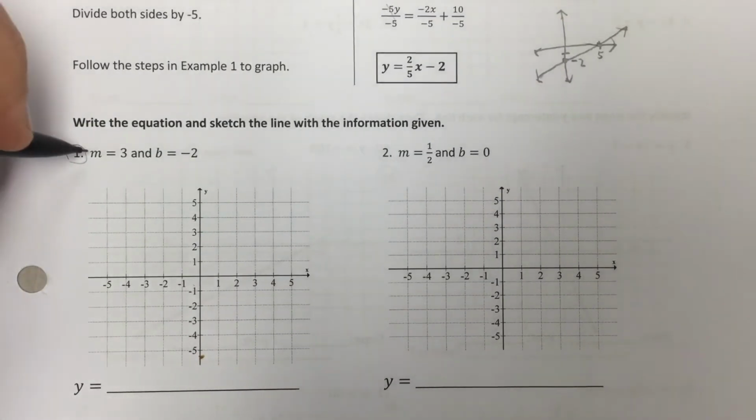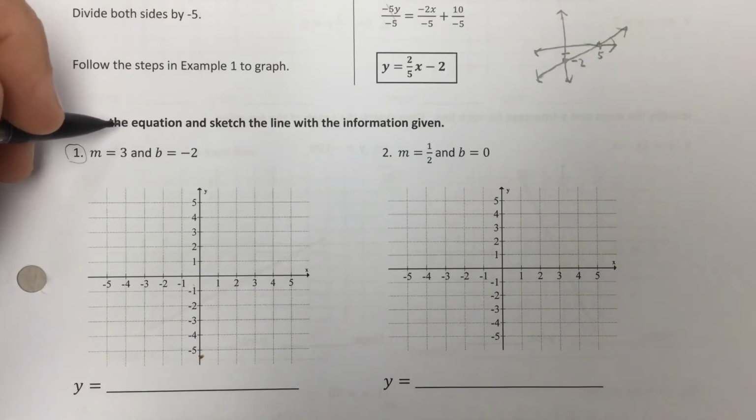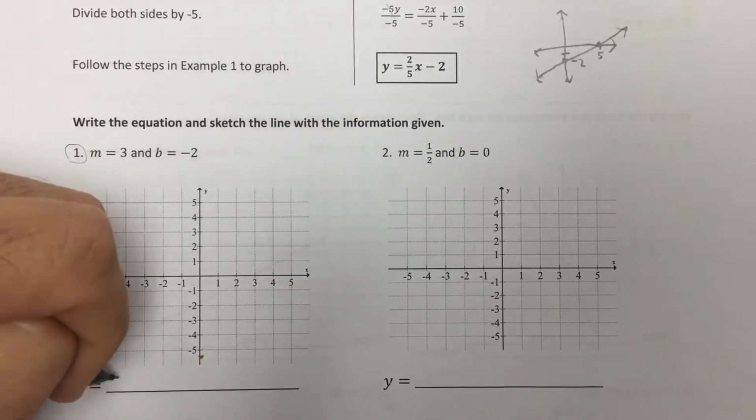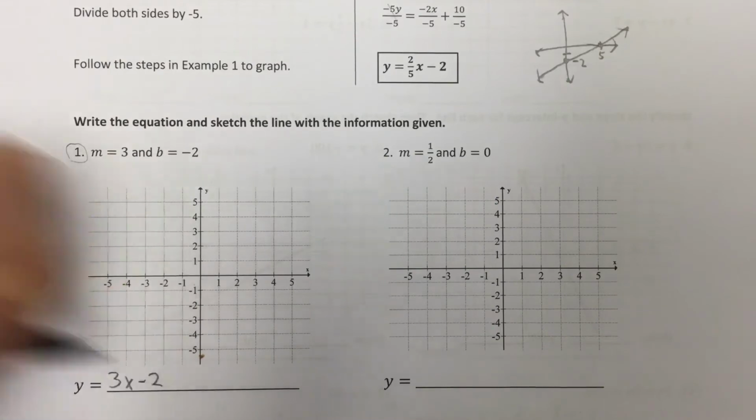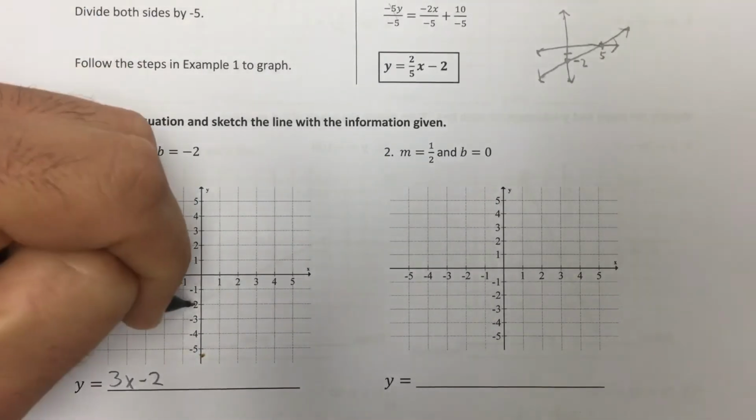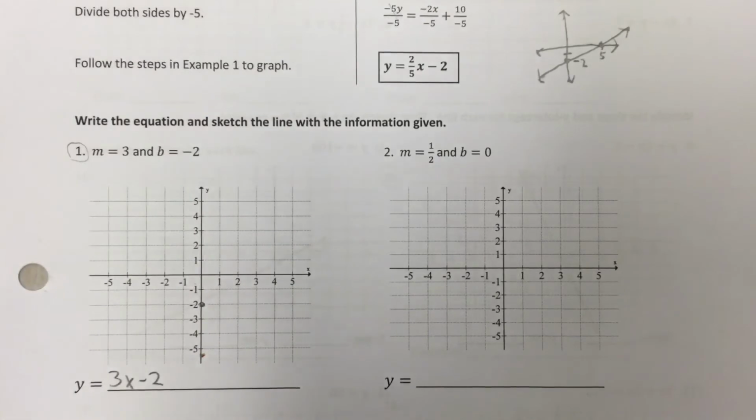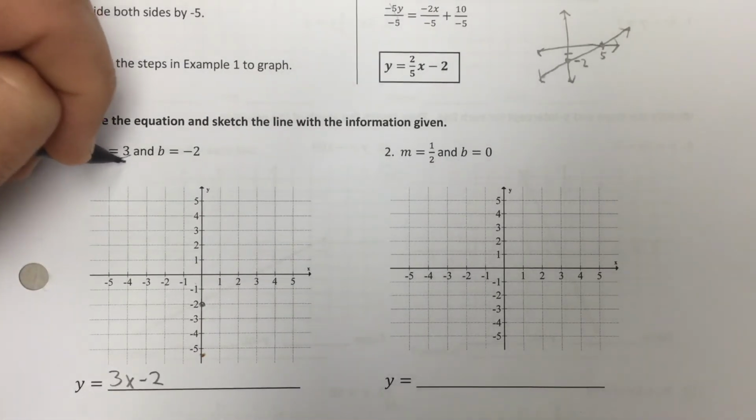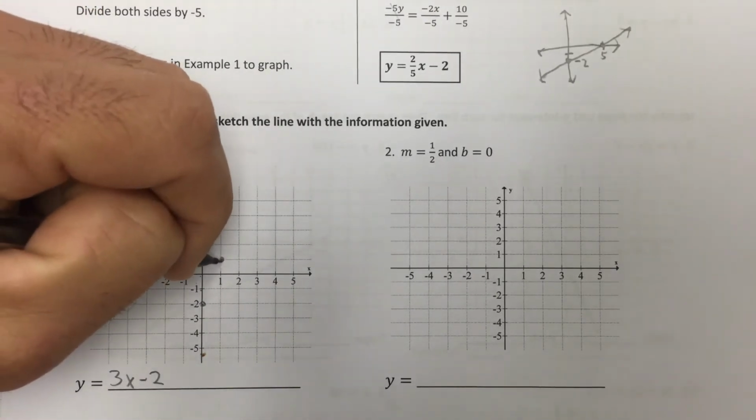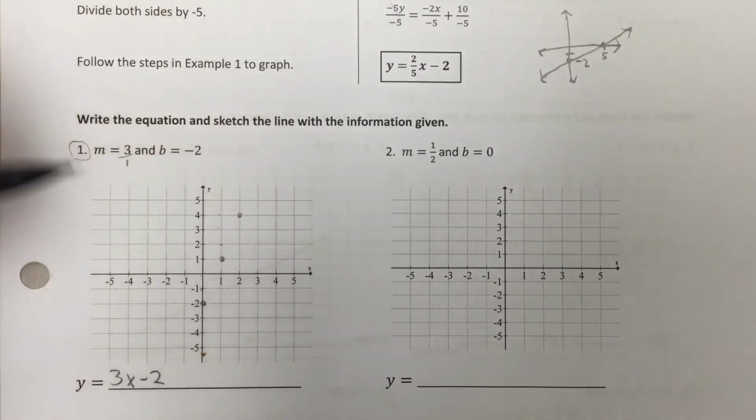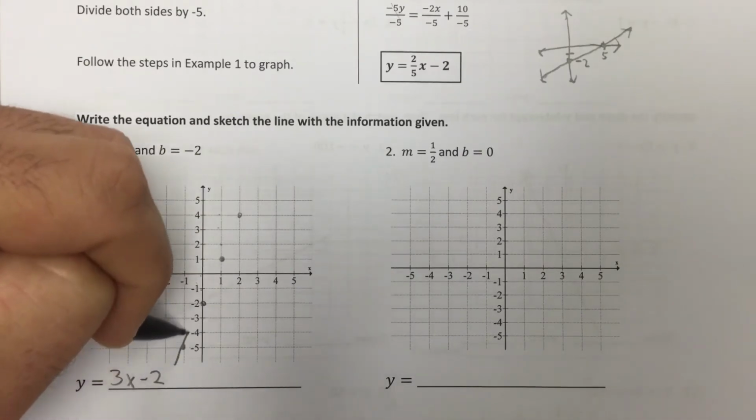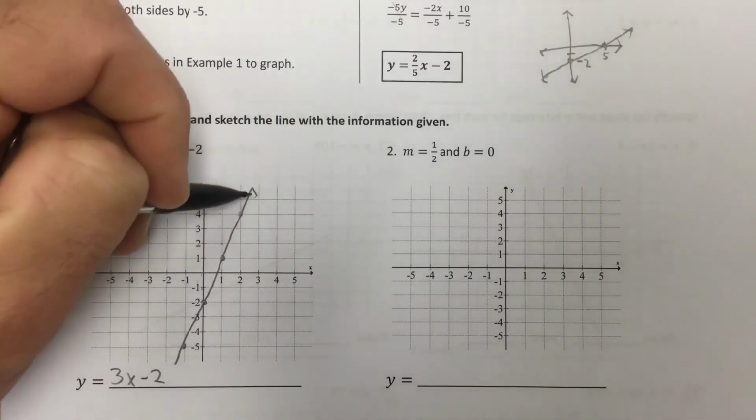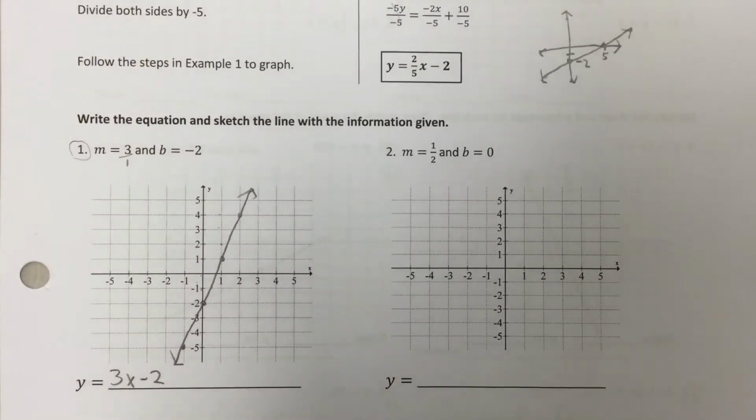All right, for example 1, it says write the equation and sketch the line with the information given. Your m is 3, that's your slope. So your equation would be 3x, and then your y-intercept is -2. So 3x minus 2 is your equation. Remember, your y-intercept is where it crosses the y-axis, so that'd be right there. And then you rise over run. I'd rise 3, 1, 2, 3, run 1, and I also do the opposite. So I'd go down 3 and left 1. And connect those points, and you have your line and your equation.